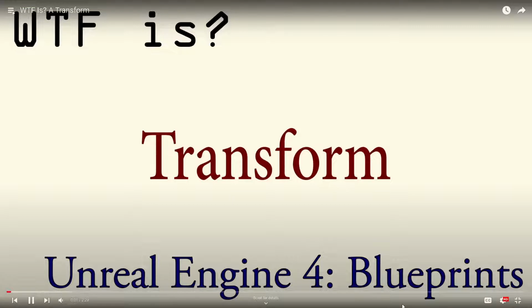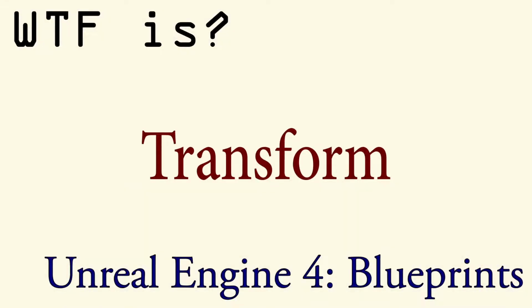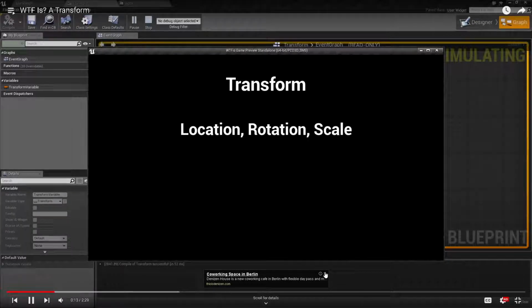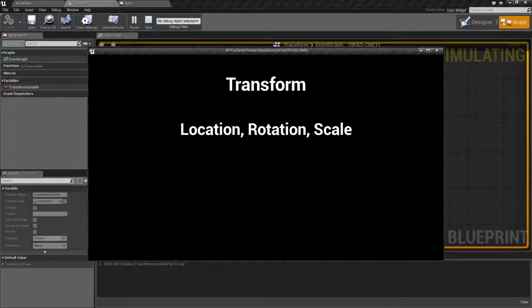Welcome to the video for what is a transform. A transform variable is a collection of 3 individual variables all tightly packed into one nice package. You'll find 2 vectors, a location and a scale, and you'll also find 1 rotator. Oddly enough, it is used for rotation.